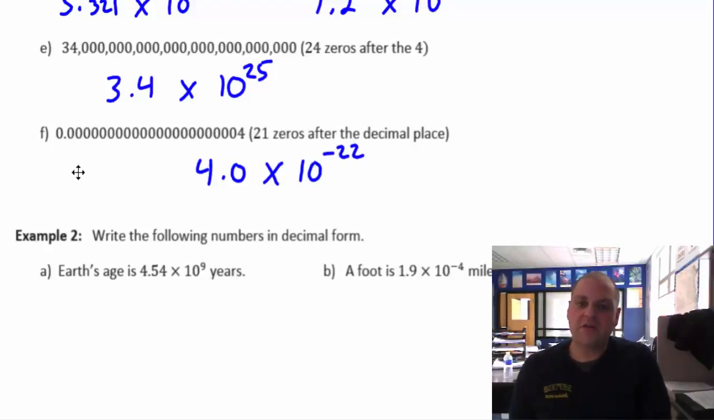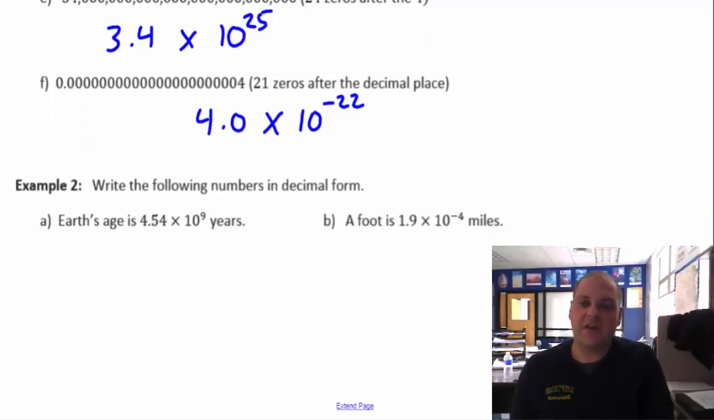All right? And that's because there's 21 zeros. You got to move it over to there, and then you got to go another one because you have to go after the 4. So I think you get the hang of this. Write the following numbers in decimal form. Okay, so now it's just an application.